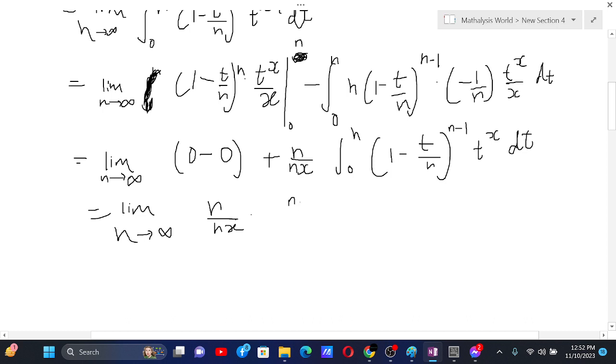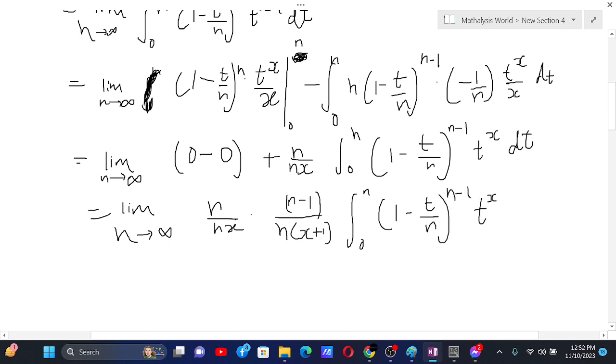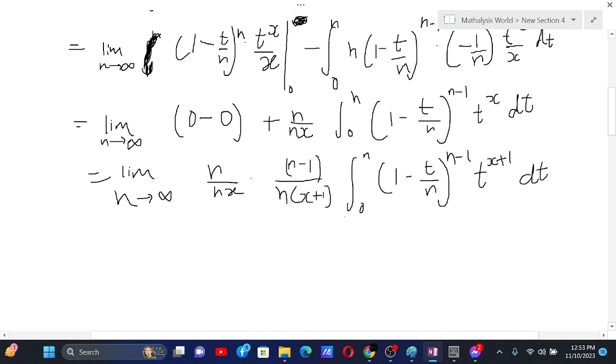So this will be n minus 1 in the front. Okay, so n minus 1 in the front and n in the denominator from here, and then x plus 1 from here. So this will be the result. An integral from 0 to 1 minus t by n to the power n minus 1 times t to the power x plus 1 dt. So I guess now we can make up what will be the results.